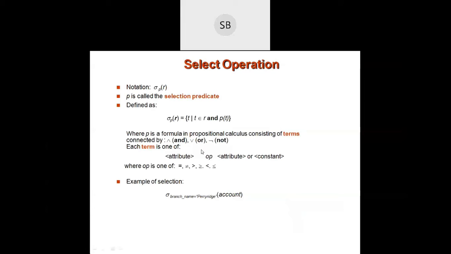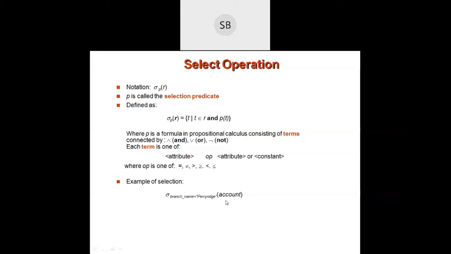Different connectives are present in the select operation: and, or and not. You have to use these at the time of writing conditions, and also the comparison operators like equal to, less than or equal to, greater than or equal to, and not equal to. These operators are used after the first attribute, followed by another attribute or a constant value. The example for the select operation is select branch name equal to Perryridge in brackets account.